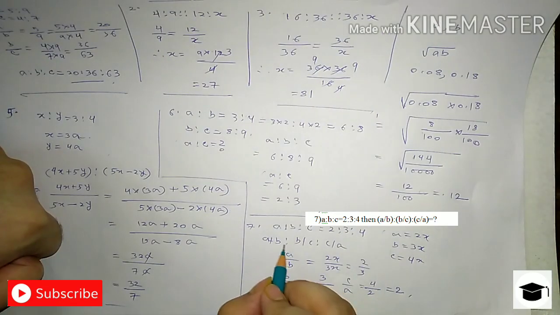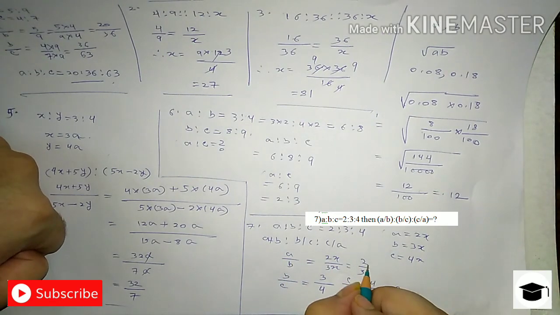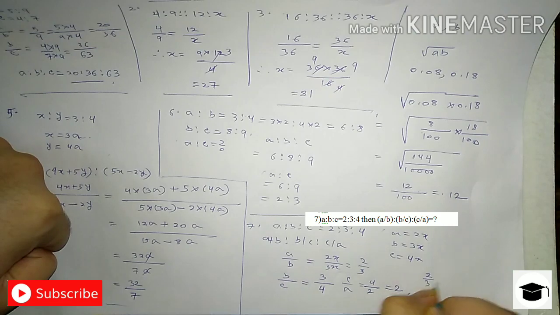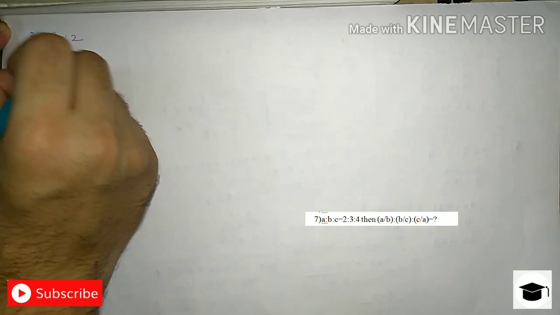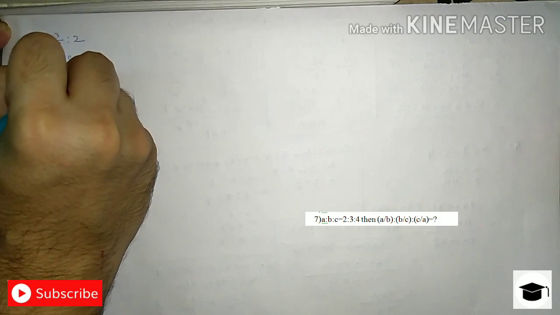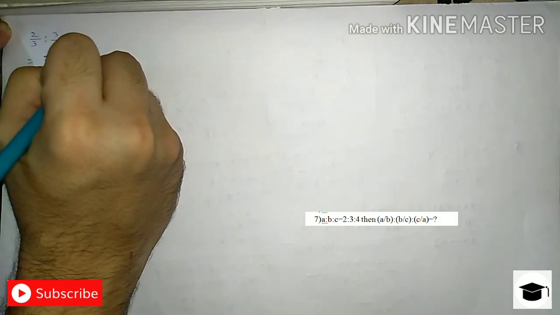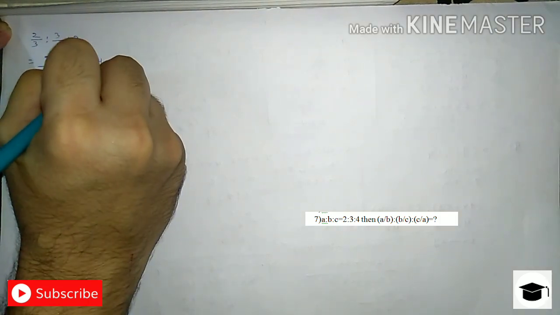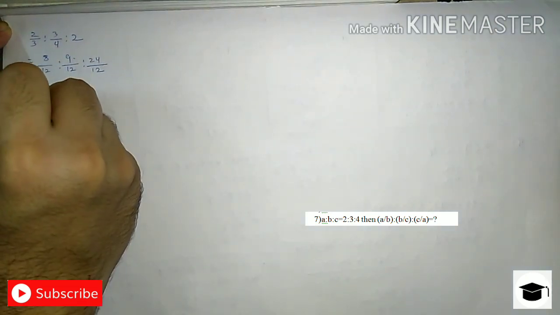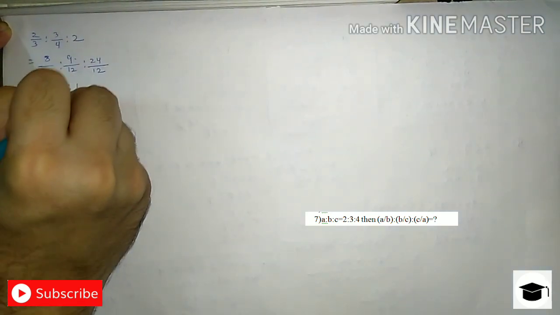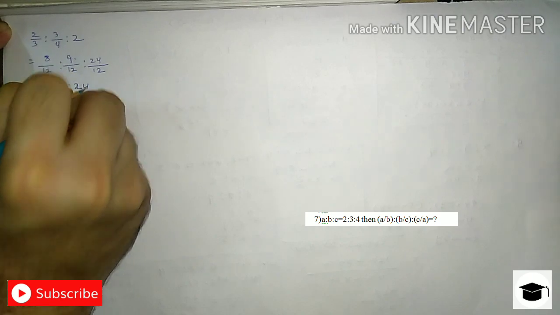Then what is the value of a by b is to b by c is to c by a? We just put those values, that is 2 by 3 is to 3 by 4 is to 2, that is equal to 8 by 12, 9 by 12, 24 by 12, equal to 8 is to 9 is to 24.